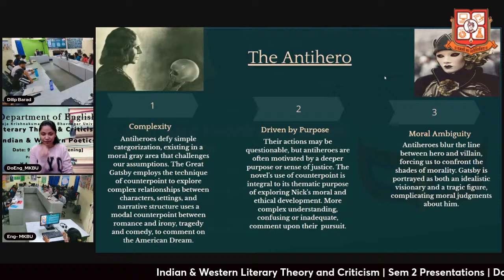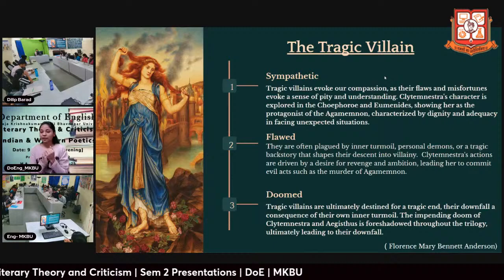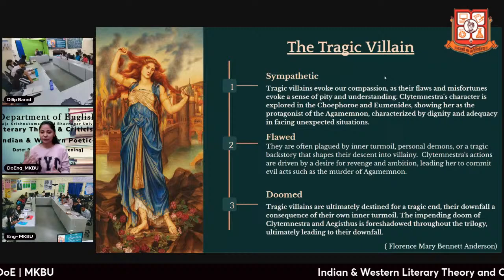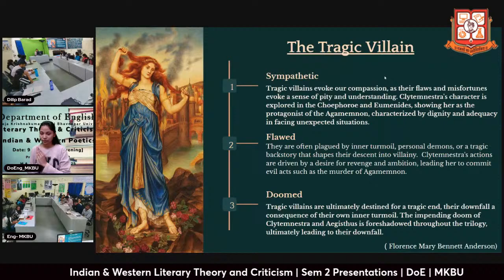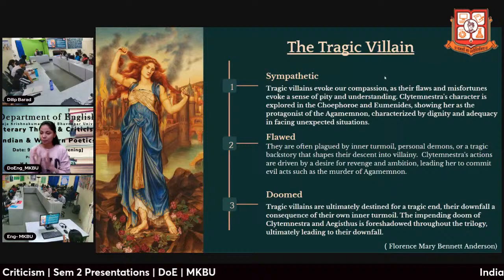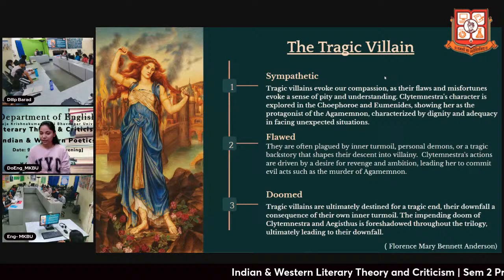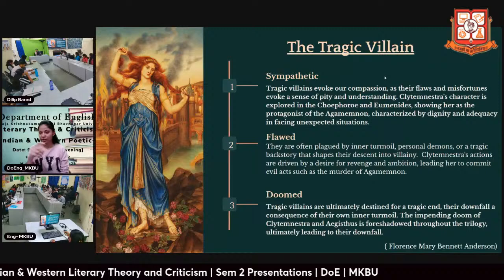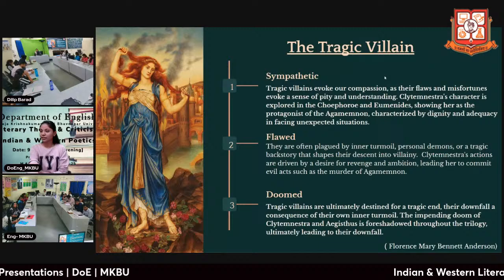The tragic villain. Here I have taken a mythical story, that of Clytemnestra, a female character who is married to Agamemnon, a king who served during the Trojan War. They both had an arranged marriage by their parents for political connections. And then when Agamemnon was at the time of war, Clytemnestra with her lover and her son made a plan to kill him, and in the end they did so.